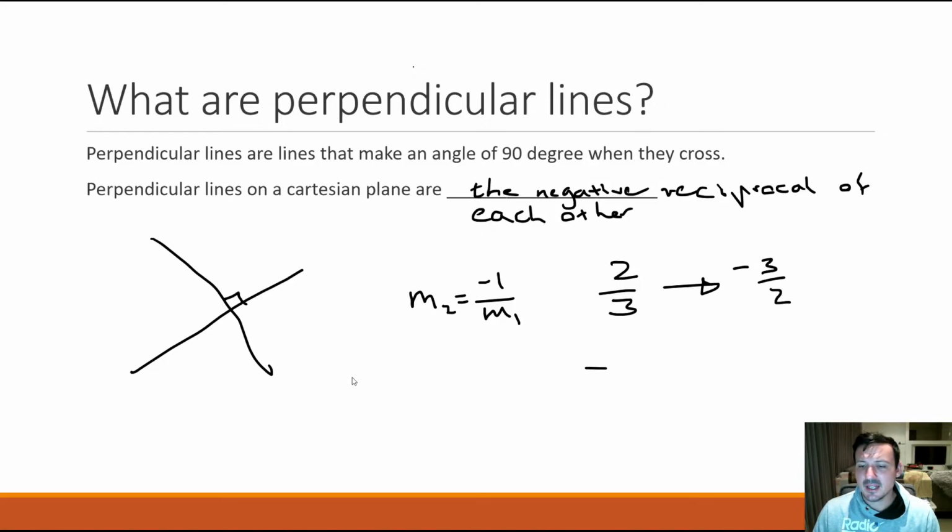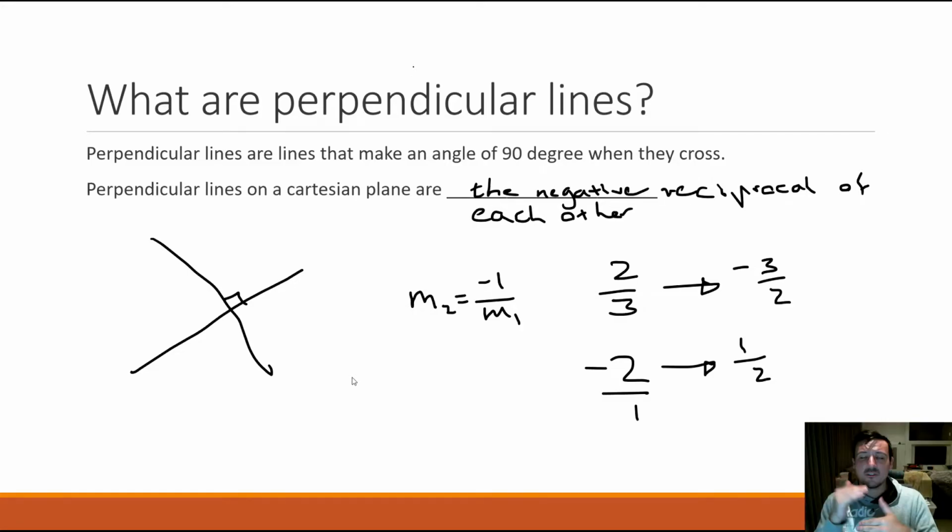If we have a gradient of negative 2, then its negative reciprocal will be positive a half, because we have a fraction with a whole, which is negative 2 over 1. We flip it and we make it the opposite operation. If you want to simplify it without using the technical words, what we're doing here is flipping the fraction and then changing it from positive to negative or negative to positive.